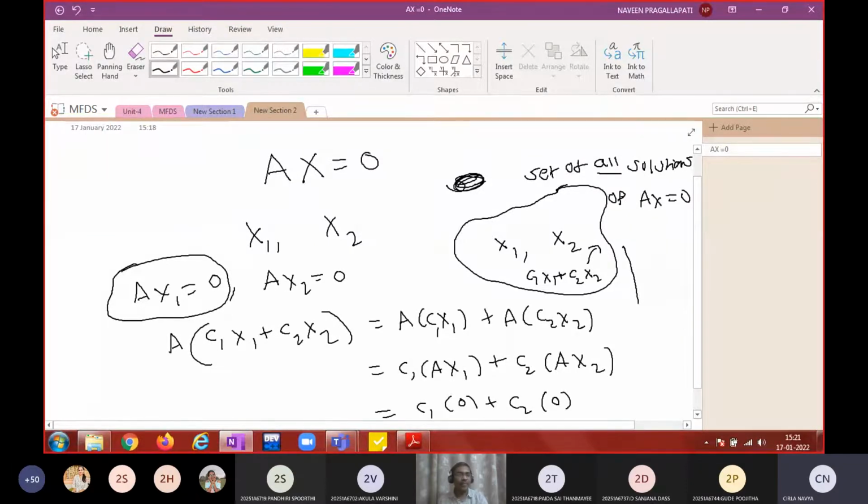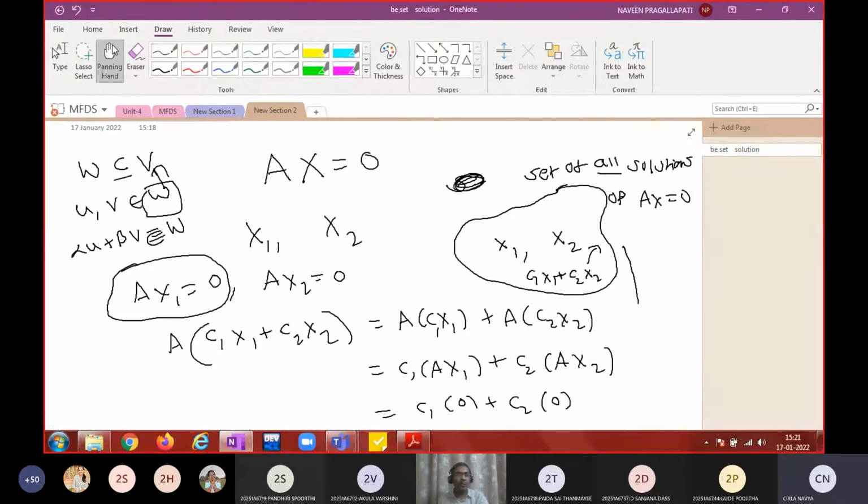Am I right? When can I say W is a subspace of V? For every u, v belonging to W, if alpha u plus beta v is also an element of W, then I say W is a subspace of V. That is what I'm having. No, you take any two vectors x1 and x2, the linear combination is also an element of the same set. Therefore, this set is actually a subspace.